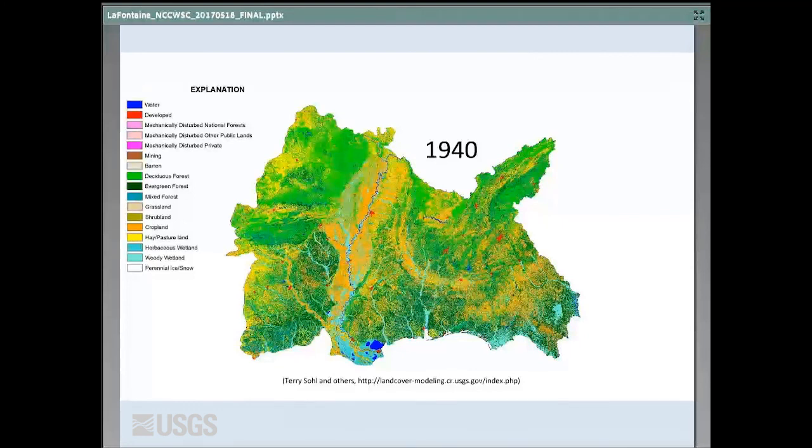I'll just scroll through some decadal changes in the Southeast here from 1940. And so you can see that in 1950, you start to see some of the large reservoirs showing up in the Southeast.